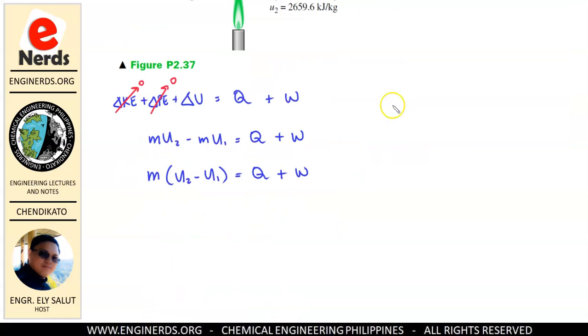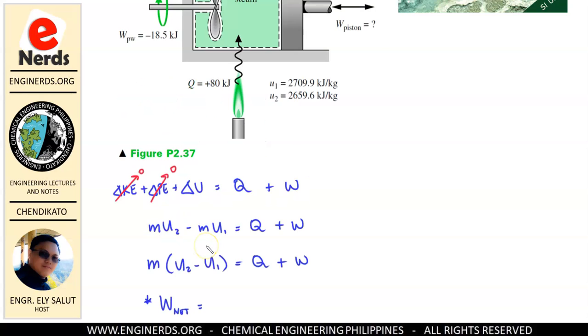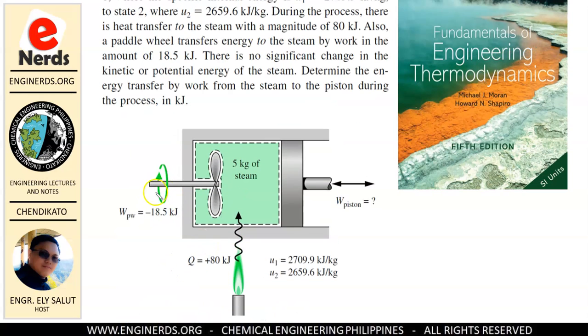So therefore, our net work, okay, so let me write here our net work, work net, is equal to, let us see first itong ating work from the paddle wheel. Okay, so should I use positive or negative sign sa ating work coming from the paddle wheel? So let us see our question again. A paddle wheel transfers energy to the system. So therefore, the energy or the work is coming from the surrounding to the system. So our system is receiving work. Okay, ang system natin dito is itong ating steam.